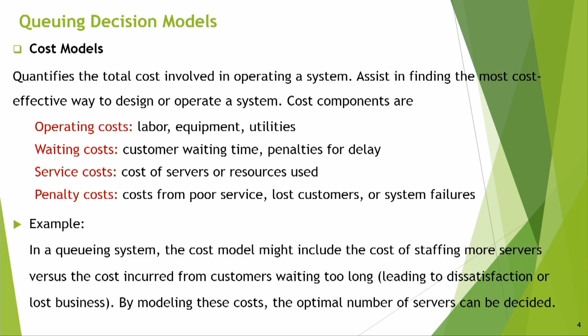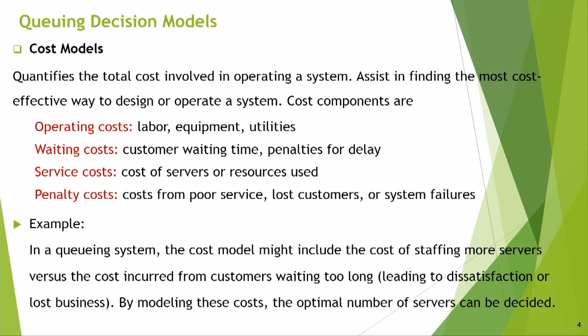Cost components are operating cost, which includes labor cost, equipment and utilities. Then waiting costs, that is customers' waiting time and penalties for delay. Service cost, cost of servers or resources used. And then penalty cost, costs from poor service, lost customers or system failures. So like that we can identify these types of costs.